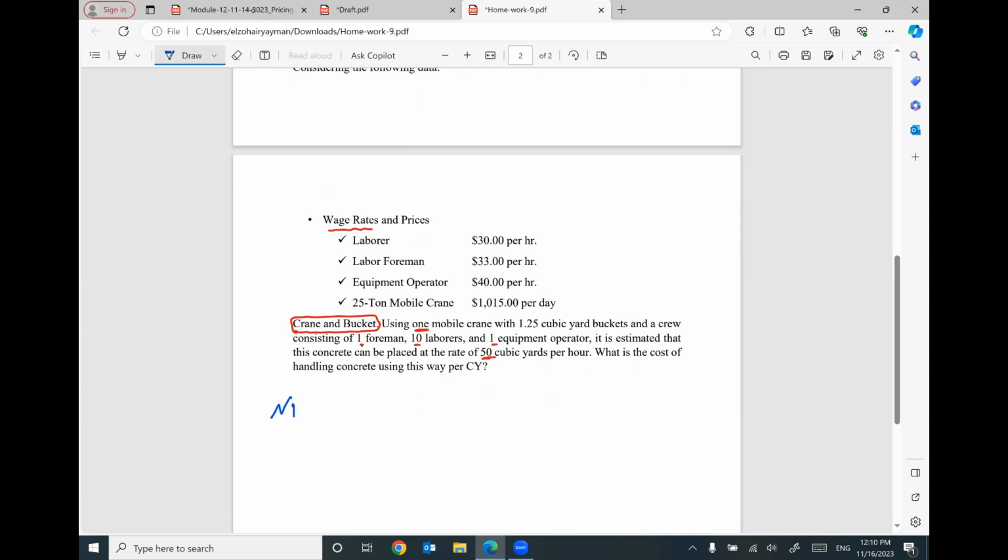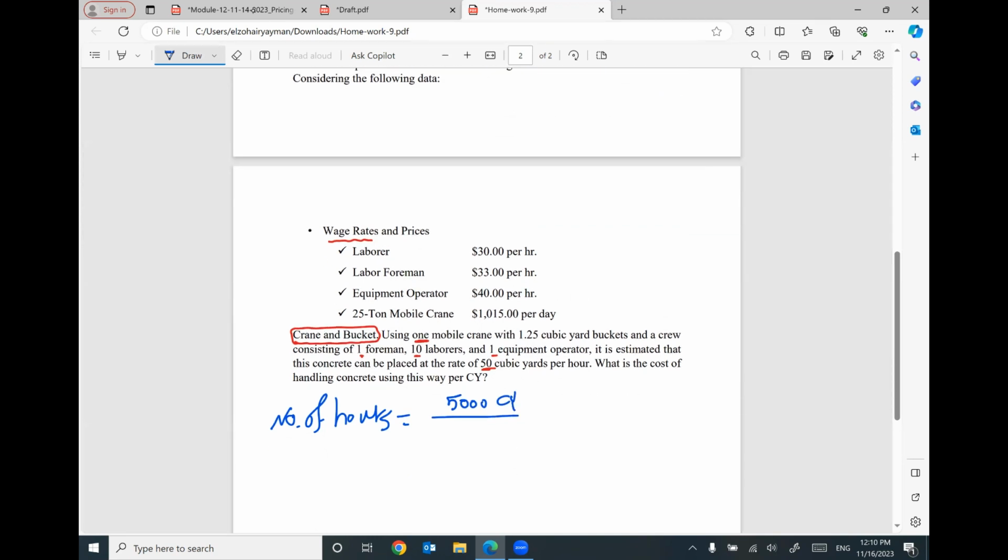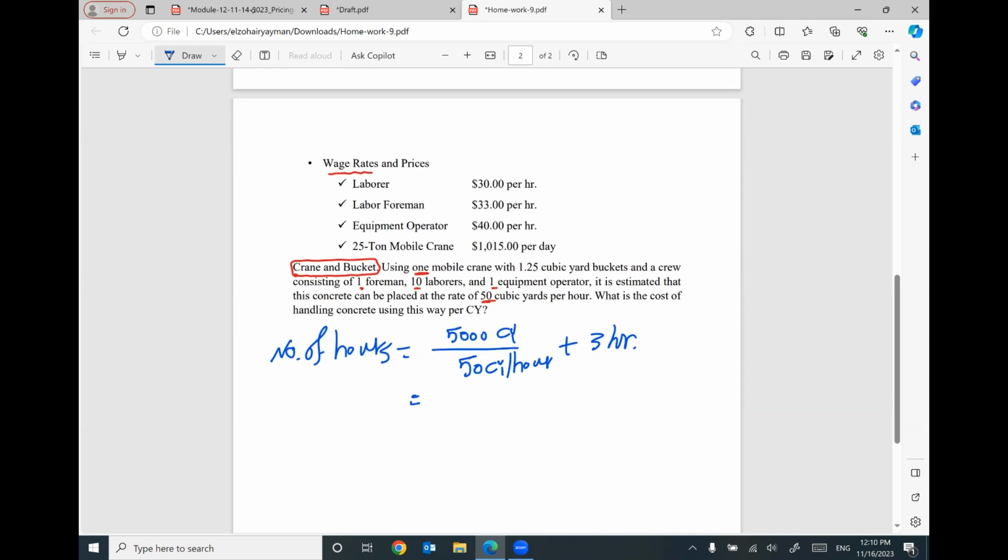So how many hours are needed to finish this pour? I have 5,000 cubic yards of concrete. I can pour 50 cubic yards per hour. I can add 3 hours extra for starting up and finishing the work. So the total number of hours needed for this option will be 5,000 divided by 50 plus 3 hours, which will give you around 103 hours.